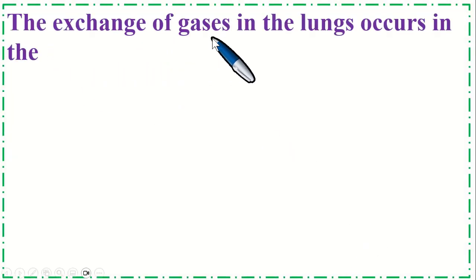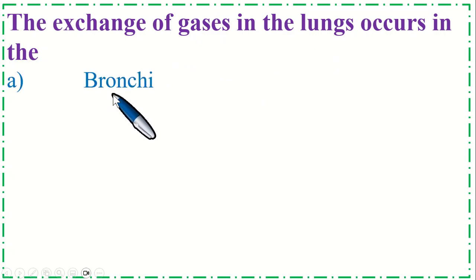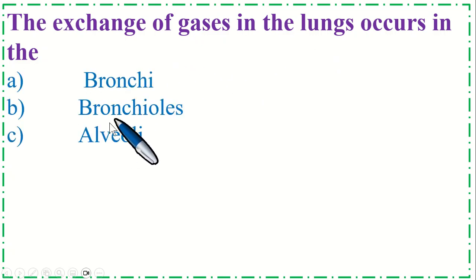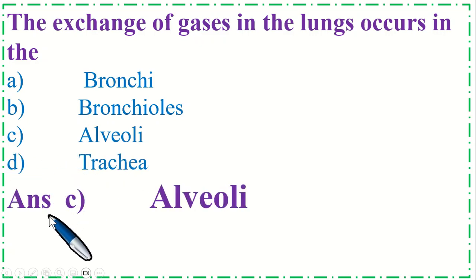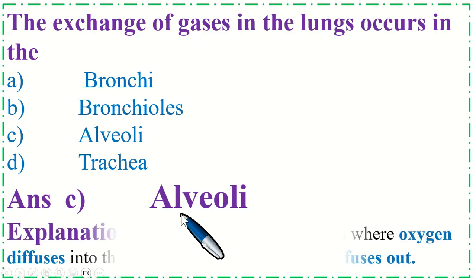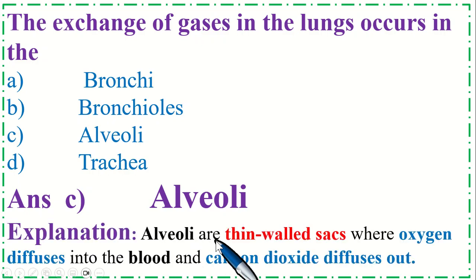The exchange of gases in the lungs occurs in the option A, bronchi, B, bronchioles, C, alveoli, and option D, trachea. So the correct option is C, alveoli. Alveoli are thin-walled sacs where oxygen diffuses into the blood and carbon dioxide diffuses out.